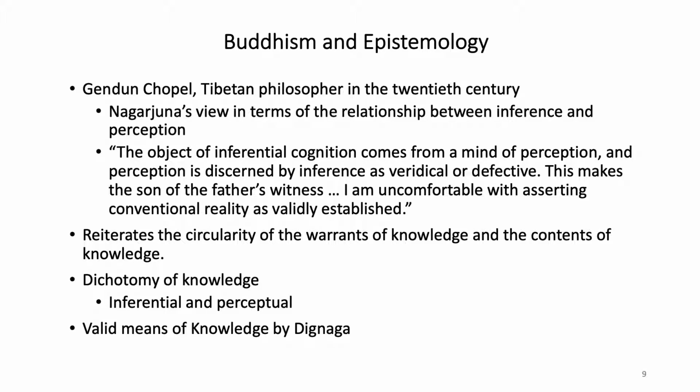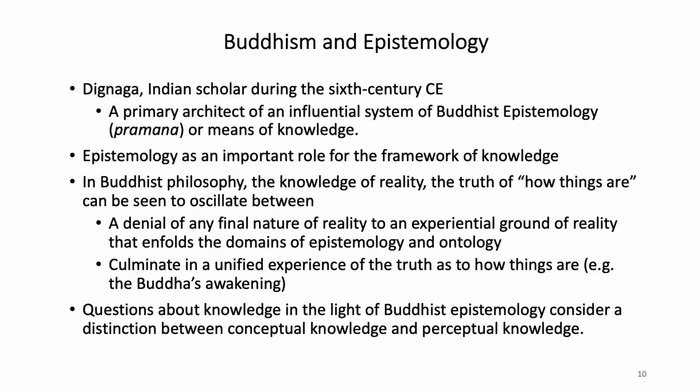Gendun Chopel here reiterates the circularity of the warrant of knowledge and the content of knowledge. He does so in terms of a dichotomy of knowledge, inferential knowledge and perceptual knowledge. Inferential knowledge and perceptual knowledge were placed by the Indian scholar Dignaga under the category of valid means of knowledge. Dignaga was an Indian scholar of the 6th century.